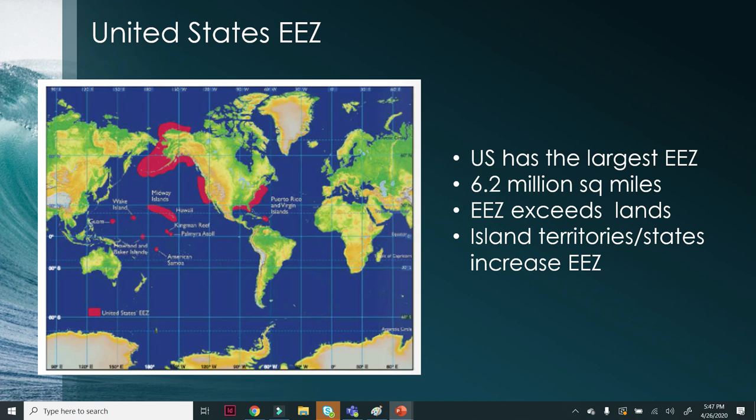So we have the largest EEZ of any nation. That makes us a very powerful and rich nation. It's 6.2 million square miles, and it's actually larger than the terrestrial part of the United States. One of the important parts of our EEZ is that it is very, very large because we have all of these islands out here. Okay, these really make it very, very large. So these islands can be really, really tiny, but we control 200 miles out from them. So the EEZ around each one of those islands is very, very large. So those islands make our EEZ huge.